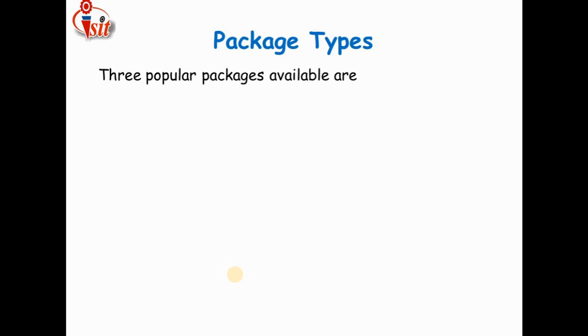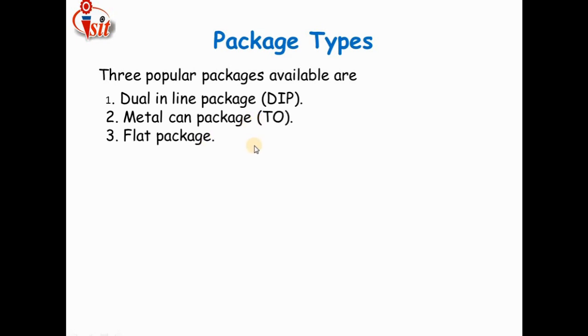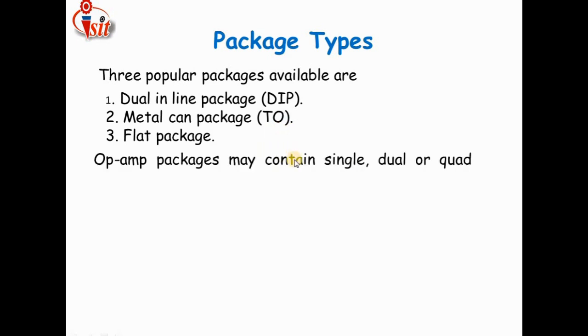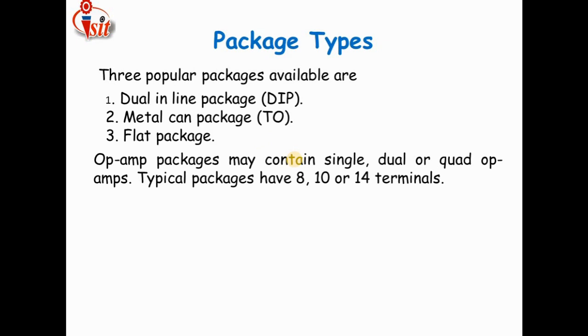Then there are a number of package types available for op-amps in our market. Here I have given some package types related to that op-amp. Just see, three popular packages are available here. One is the dual inline package, whose abbreviation is DIP. The metal can package is called TO. Then the flat package. These are the three popular packages we are going to use.